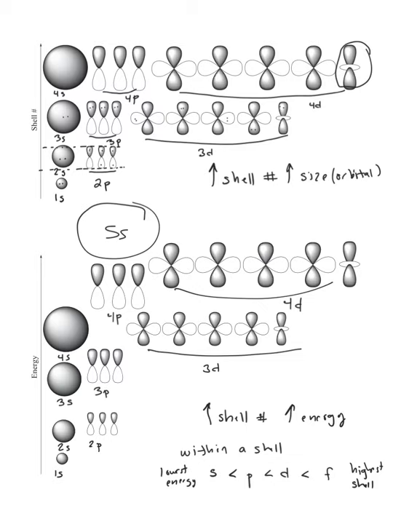All right, so that gives you a little bit more of a representation of what we're talking about. So now what we're going to do is move on to writing electron configurations and accounting for all the electrons in a particular element by placing them in these shells, subshells, and orbitals.